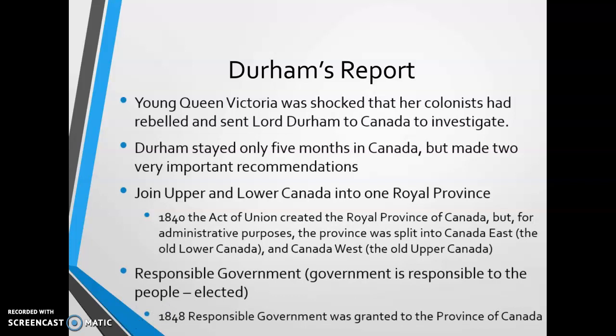The second recommendation was responsible government, and that means that government is responsible to the people. In other words, an elected government, not an appointed one. And in 1848, responsible government was granted to the province of Canada. This is the very beginnings of Canada's democracy.